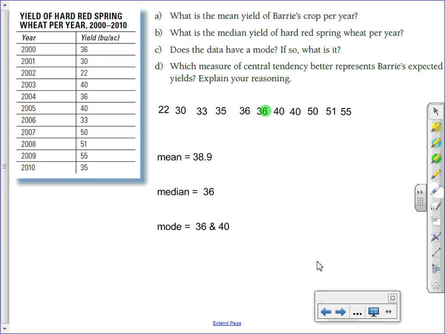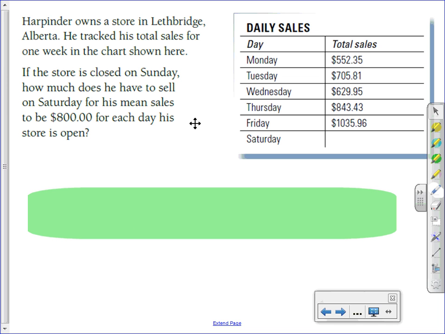Which one do you think best represents the farmer's yields? If you were to predict next year how many bushels per acre he's going to get, which one do you think it would be? Would it be the mean? Would it be the median? And would it be the mode? And why? That's what you're going to look at today: how do you tell which one is the most relevant, I suppose.